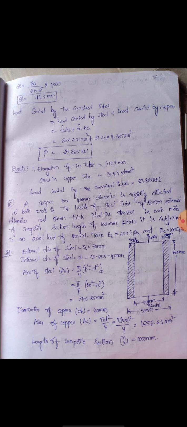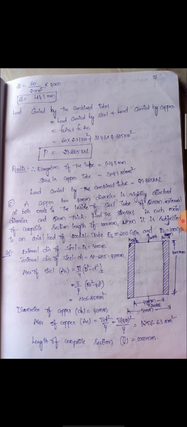Coming to the copper bar area, the diameter of the copper bar DC is 40 mm. So the area of the copper bar AC equal to pi d square by 4, so pi into 40 whole square by 4. So the area of the copper bar AC is 1256.63 mm square. Next, the length of the composite section has already been given in the problem. So L equal to 1000 mm.